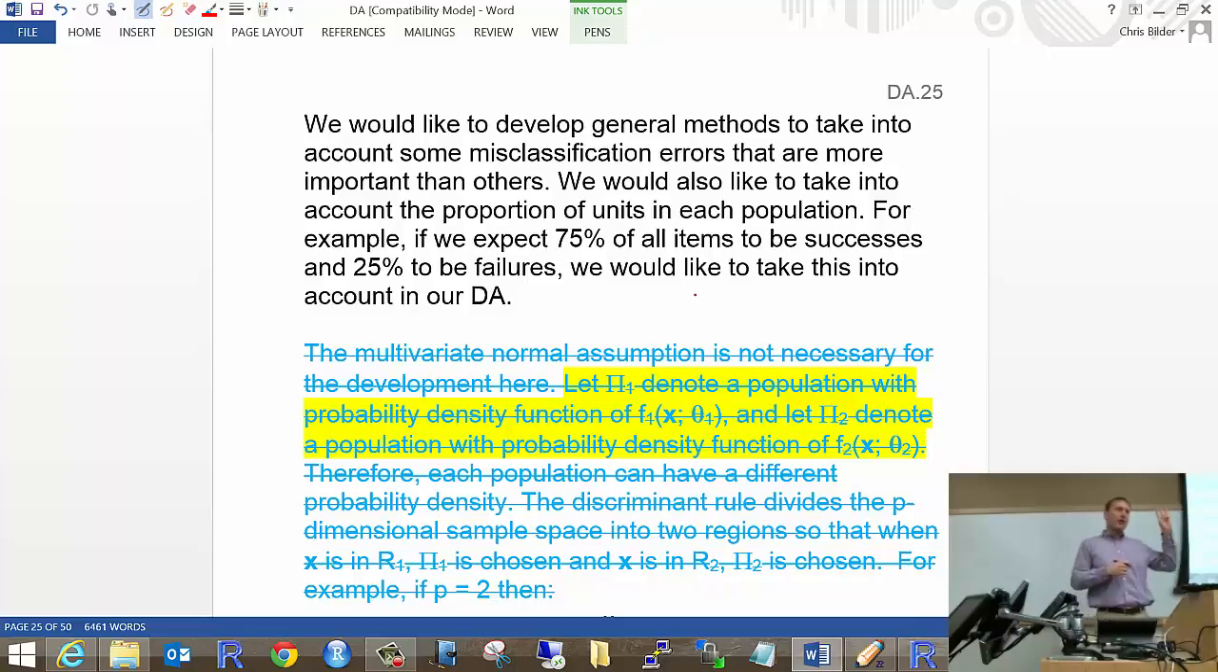We'll look at a third extension a little bit later to our discriminant analysis methods.